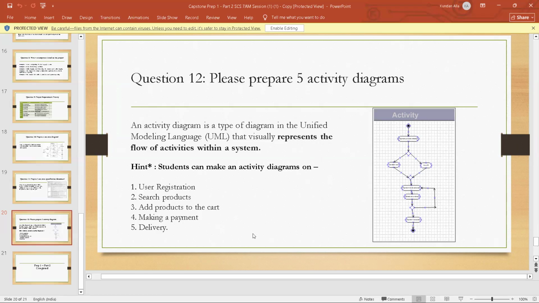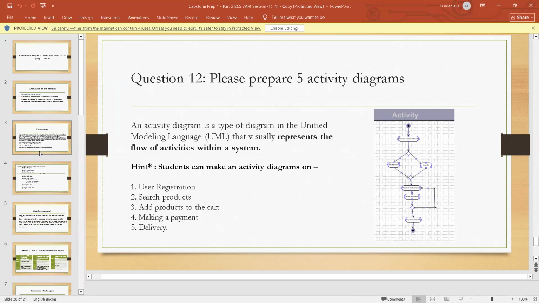Okay, so these are all the questions that we have, team. If you have any kind of doubt, please let me know.